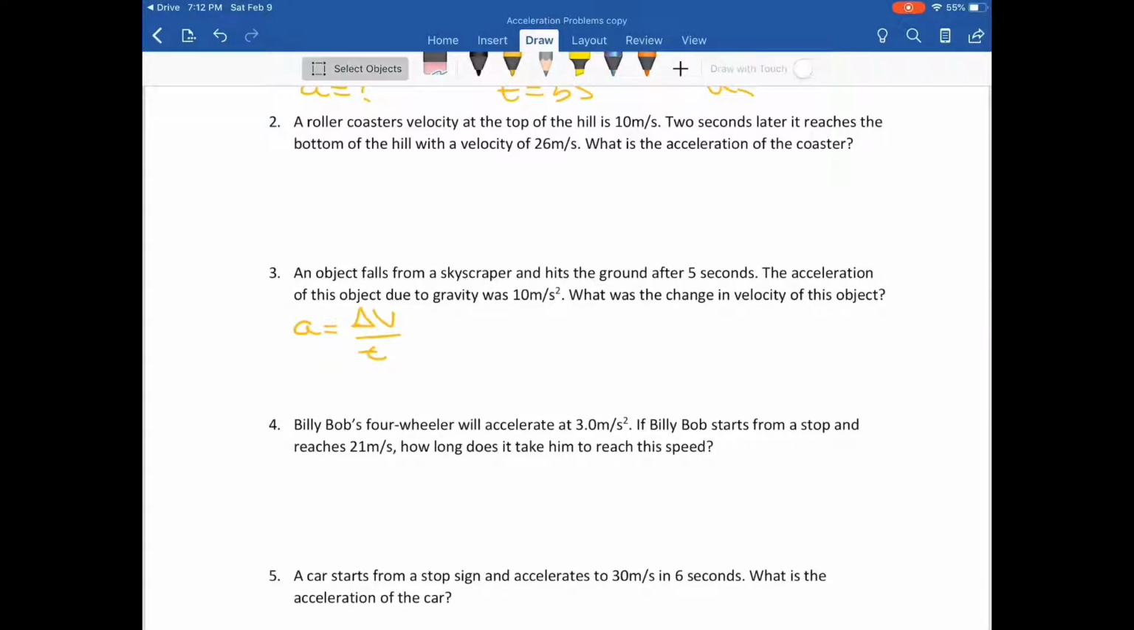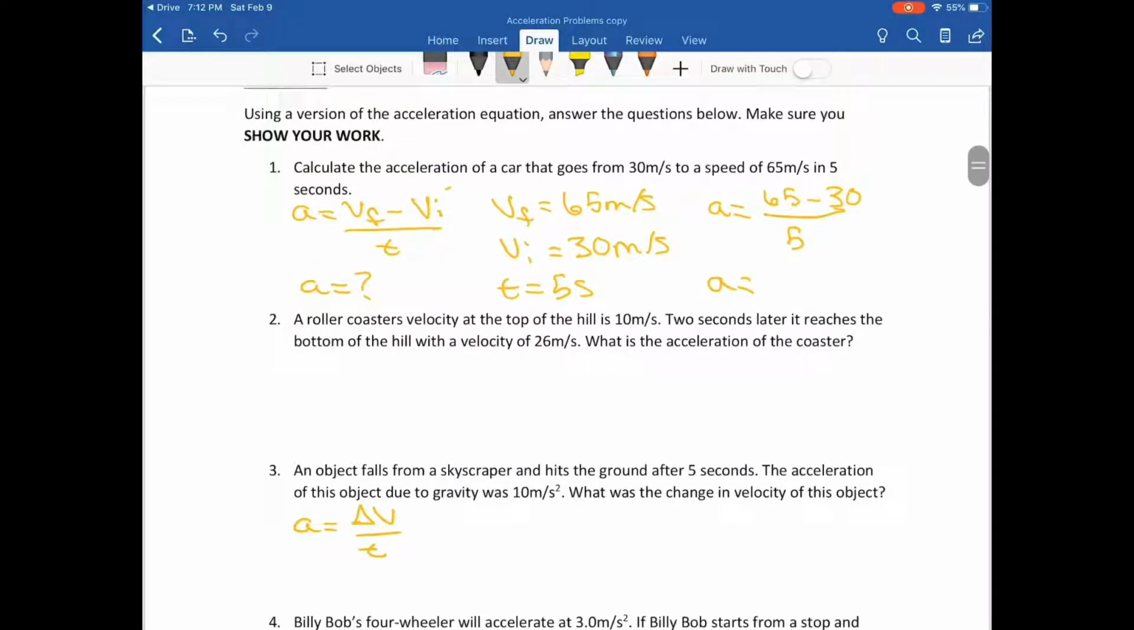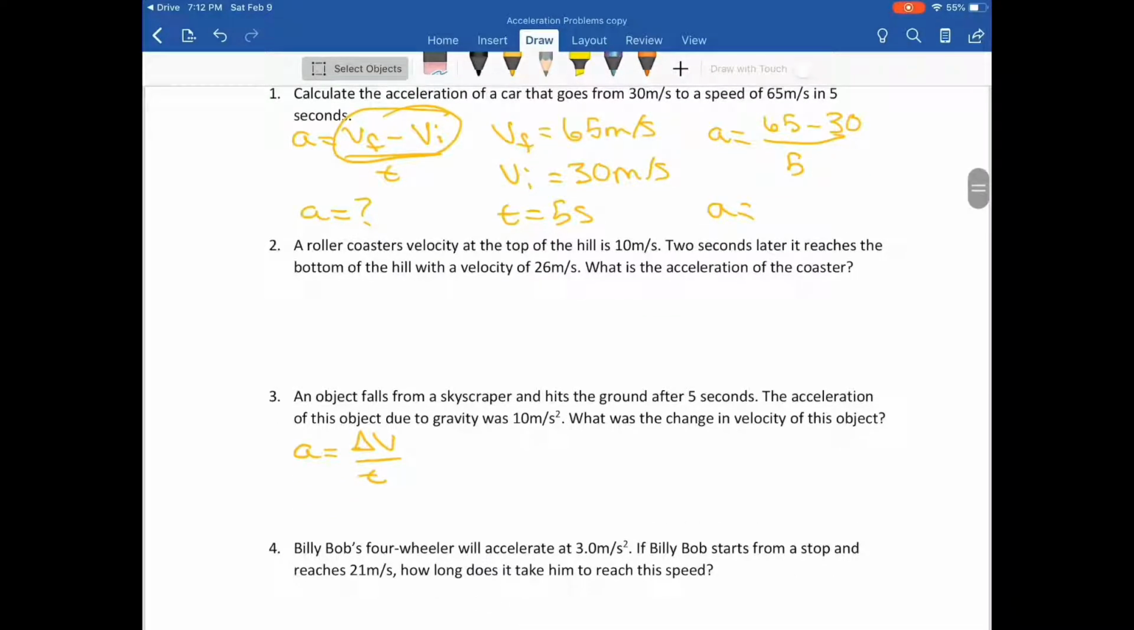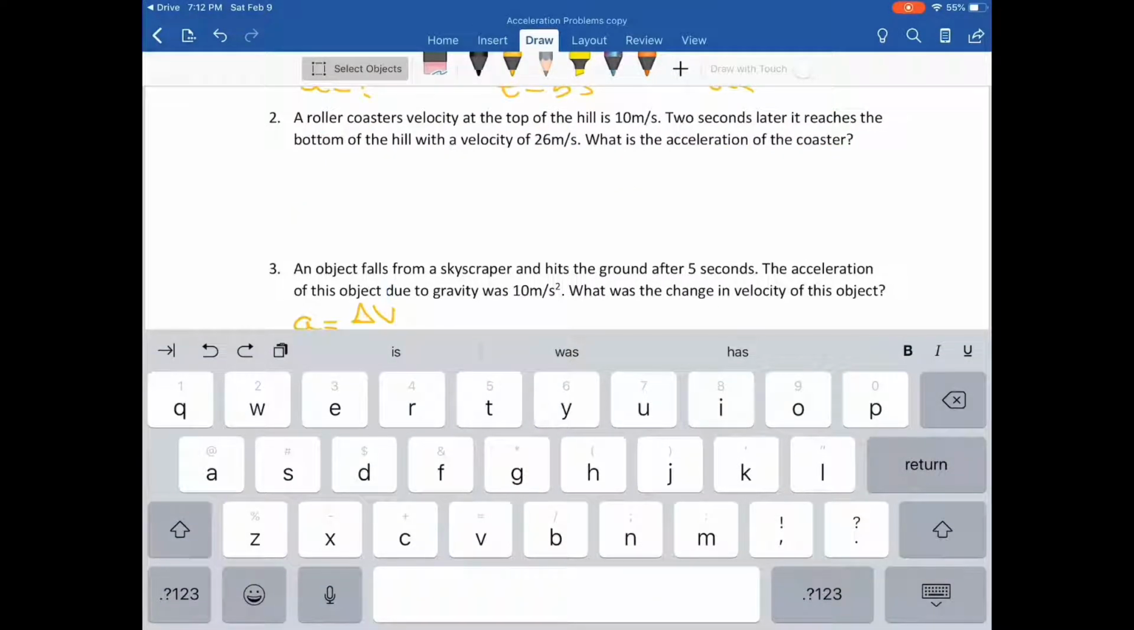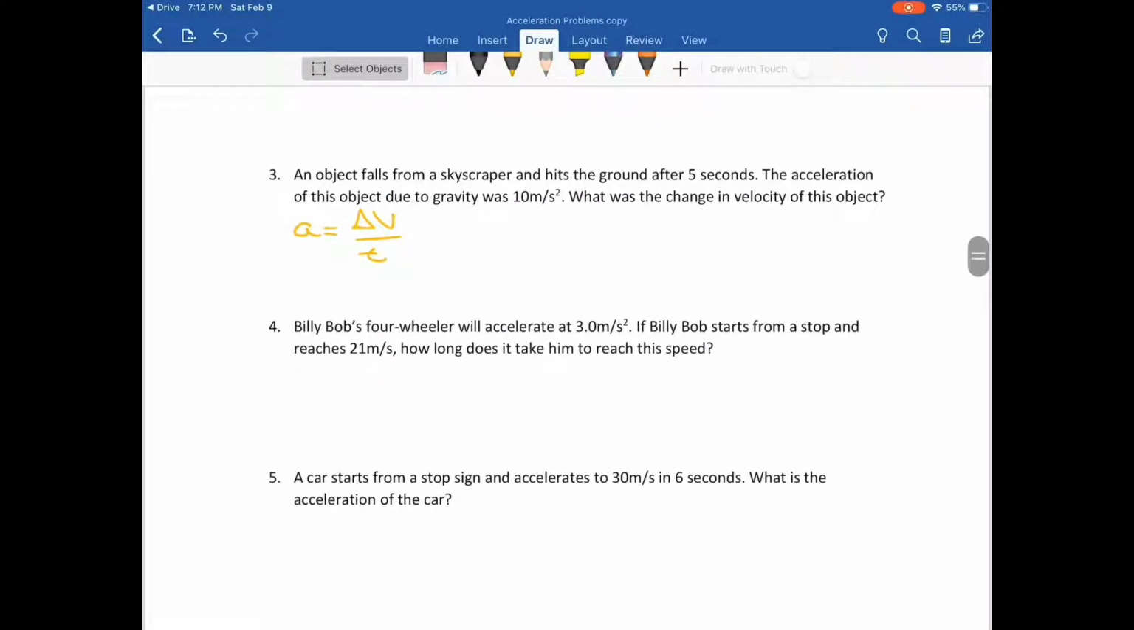Because remember, V final minus V initial gets you a change in velocity. And so this equation just shortens that. It just says a change in velocity over time. So we're going to use this one so that we can figure out the change in velocity. To rearrange the equation, you're going to multiply both sides by t, and then you're done. So delta V equals A times t.